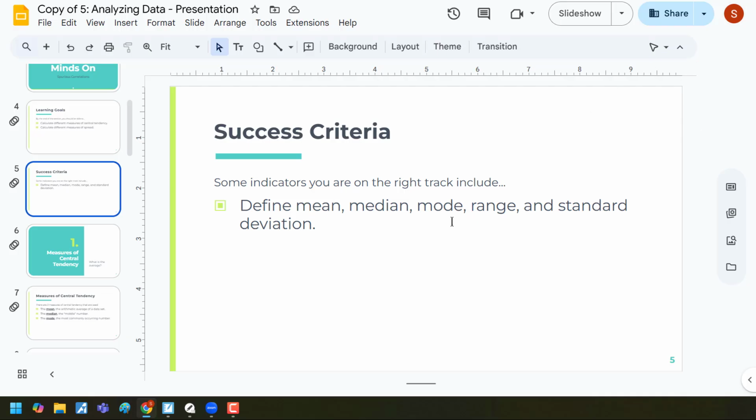So mean, median, and mode is something that you should have been exposed to in grade 7 at the earliest, I believe. And since then, I'm sure you've done it in grade 8, 9, and 10. But yeah, mean, median, mode. Range, that's something you also learn, I believe, in grade 9. And standard deviation is probably the newest thing. So yeah.